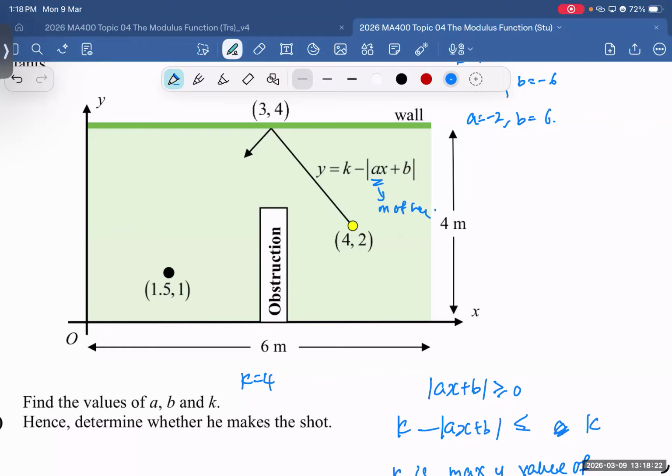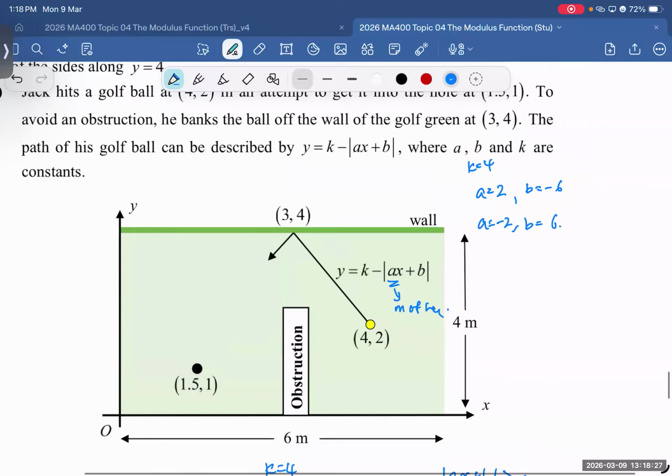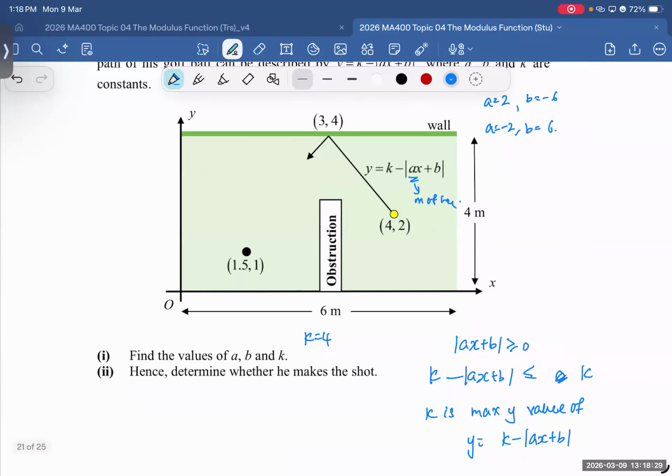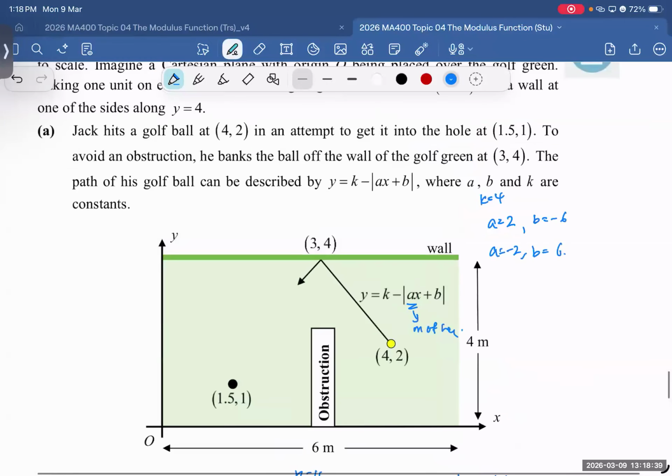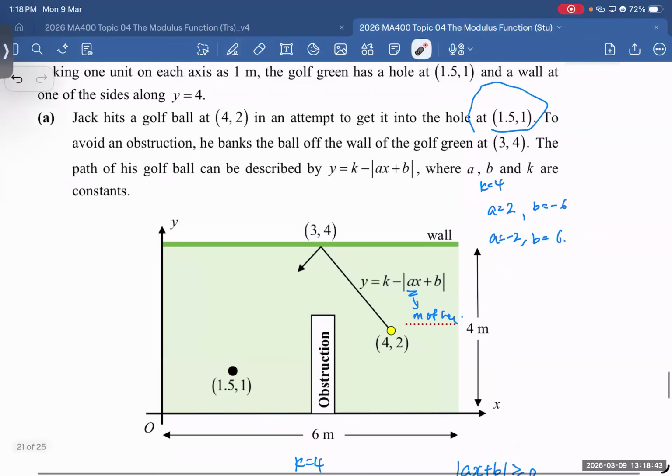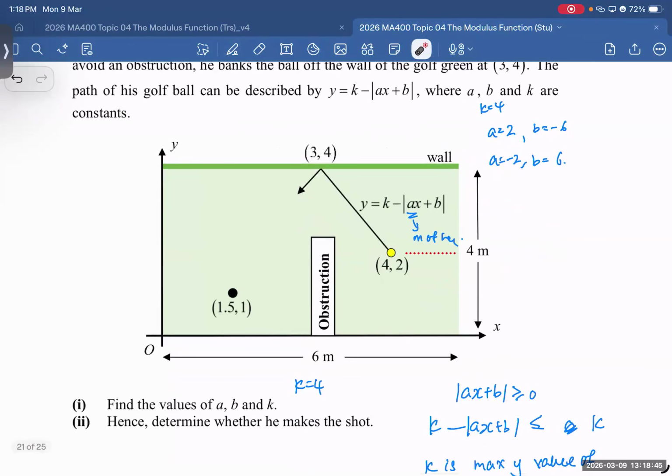So now we want to determine whether he will make a shot. Will he make a shot? He is trying to get into the hole. The hole is (1.5, 1). So what he is trying to see is whether, if I hit here, the ball goes in.